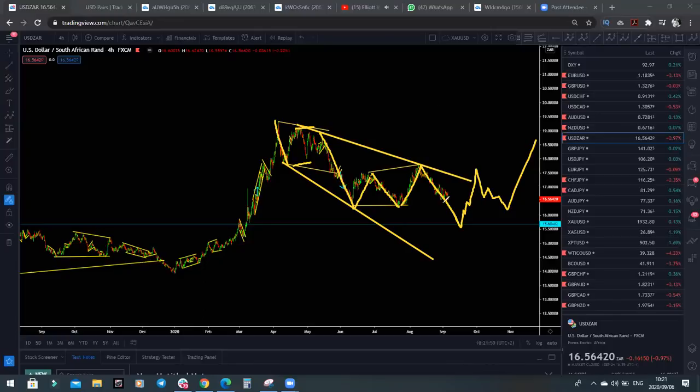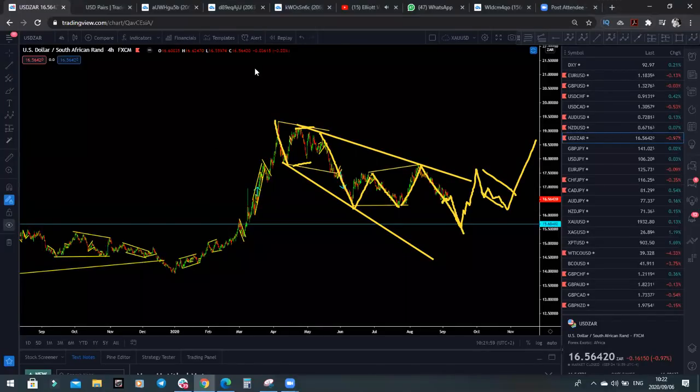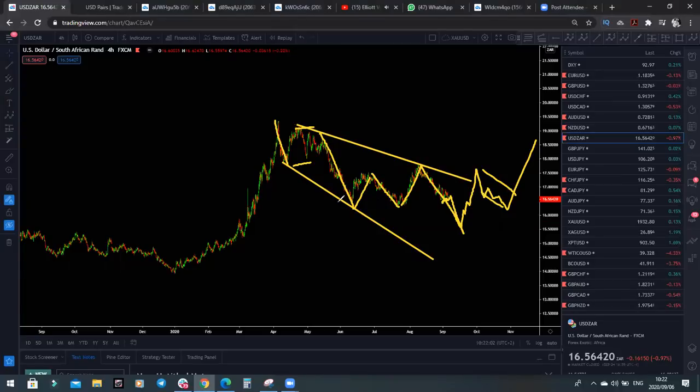Okay, but we're still looking for this one to continue lower. After this, we're going to expect a 3-wave pullback. So this structure is, let's just switch this one off. That looks like a 1, 2, still incomplete here, 1, 2, 3, 4, and a 5.